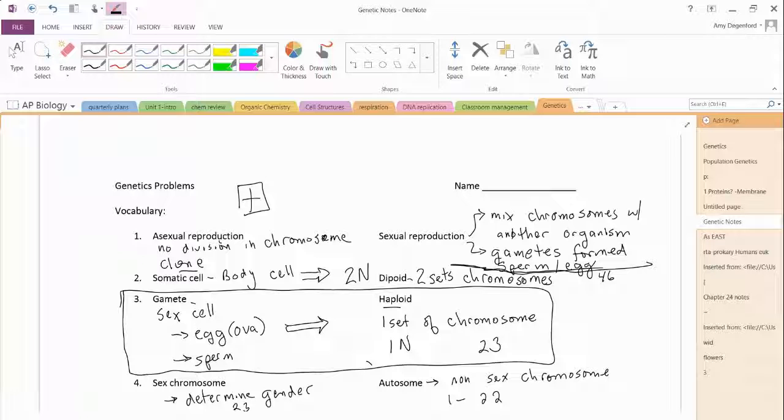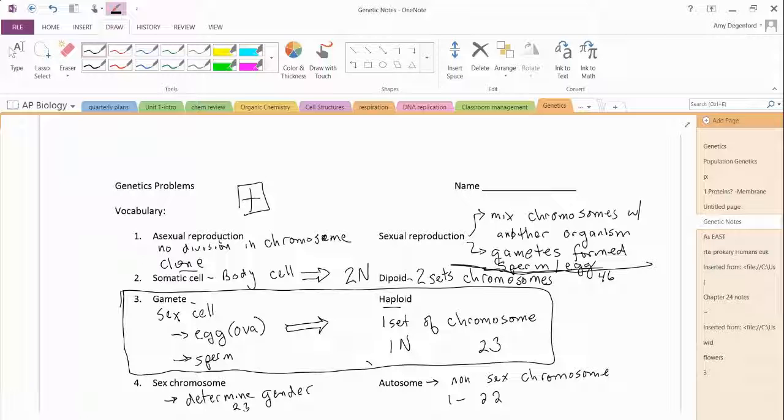Now, sexual reproduction involves a mix of chromosomes with another organism, another member of that population, of that species. So the gametes that form that organism would be the sperm and the egg cells. Those are the gametes that then mix. And because those chromosomes are coming from mom and dad, you've got a variation in the offspring that are a mix of the mom and the dad.